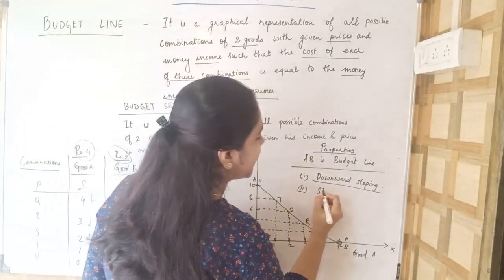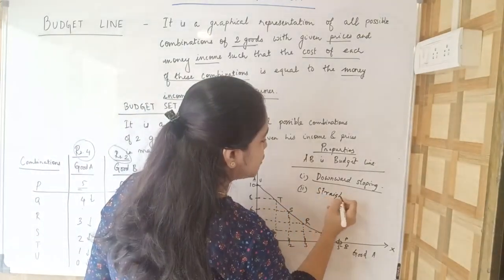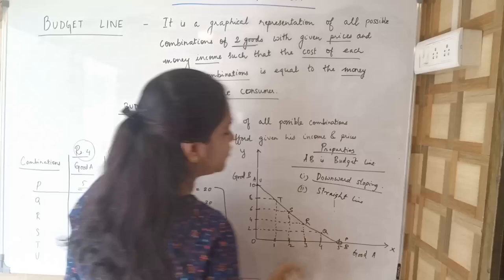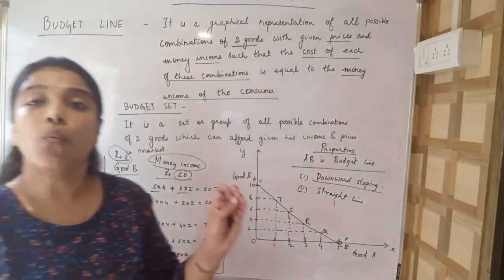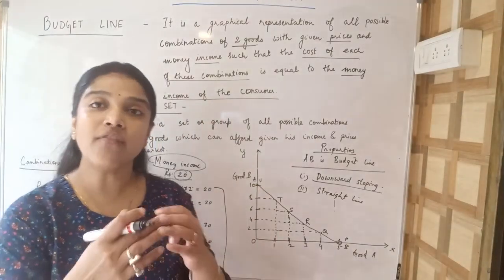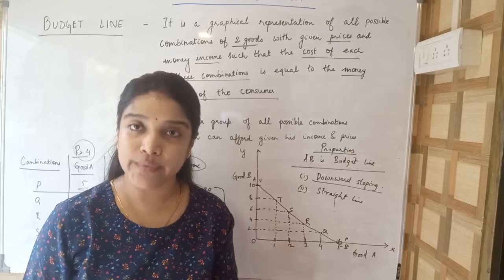Next, is it a straight line curve? Yes or no? Do we find the budget line to be a curve? No, it is a straight line. Why is it a straight line? Because of the price ratio.